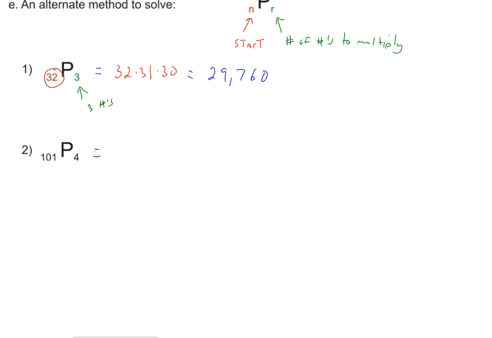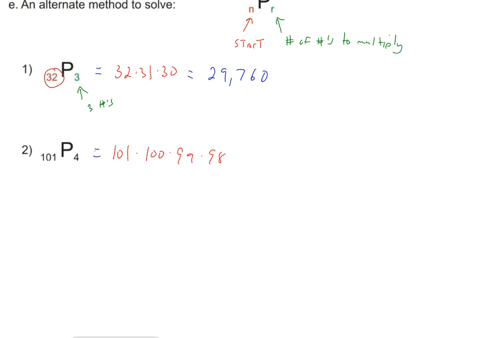But again, you could do the shortcut. So somebody raise your hand and tell me, what would the shortcut be? Nia? 101 times 100 times 99 times 98. And you're stopping? Why did you stop? Because there's 4 numbers, right? The 101 is where you start, and the 4 tells you do it for 4 numbers. So Juliana and those of you that don't have the permutation button, that's what you're going to have to do on a problem like this.